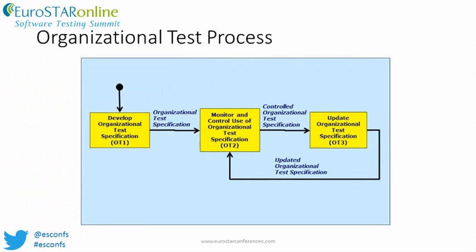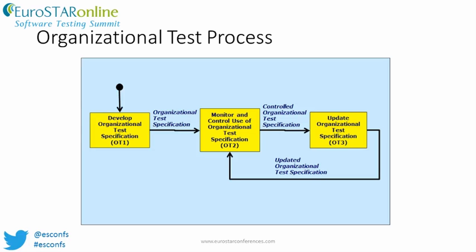As just mentioned, there is only one organisational test process, and as can be seen, it comprises 3 activities. It is used for the development and maintenance of organisational level test specifications, the most common of which are the test policy and organisational test strategy. Organisational level test specifications typically apply across a number, if not all, projects in an organisation, and so are not project specific. They ensure that a consistent approach to testing is maintained across all projects.